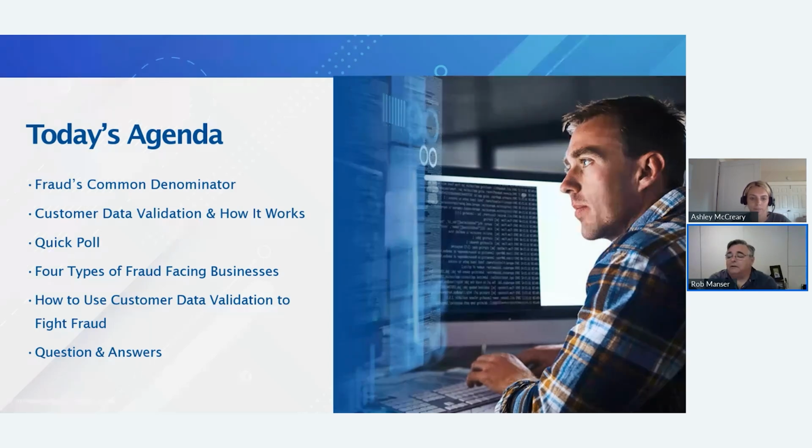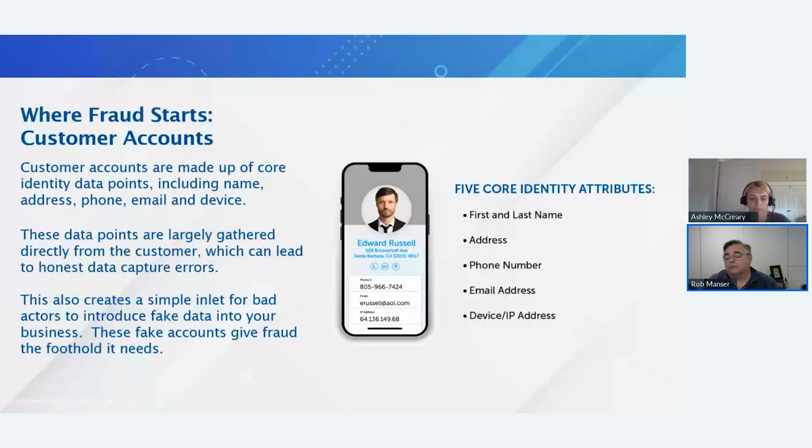So I think that fraud starts at the customer account level. And customer accounts are made up of core identity points, which are the name, the address, the phone number, the email, and the device. You're going to hear me say those 5 things over and over again in this presentation, because those are the 5 elements that we collect about customers, or some of those elements. And those are the places that you can really use.